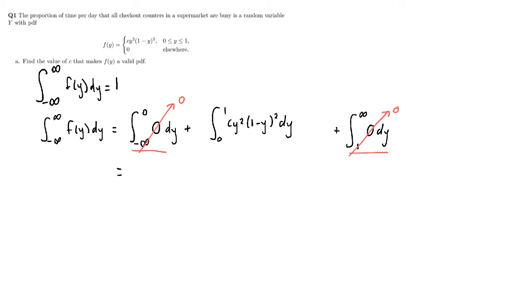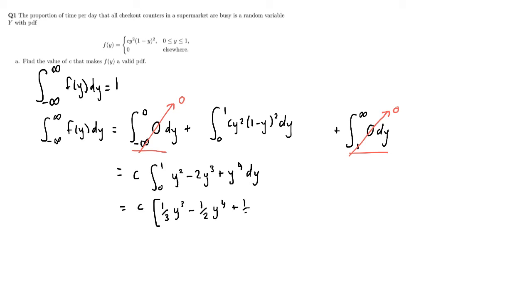I'm going to start by just taking the constant c out and expanding this bracket here. So I'll end up with y squared minus 2y cubed plus y to the 4 dy. All right, now I can solve this integral. So we'll get c multiplied by 1 on 3 y cubed minus a half y to the 4 plus 1 on 5 y to the 5, evaluated at 0 and 1.